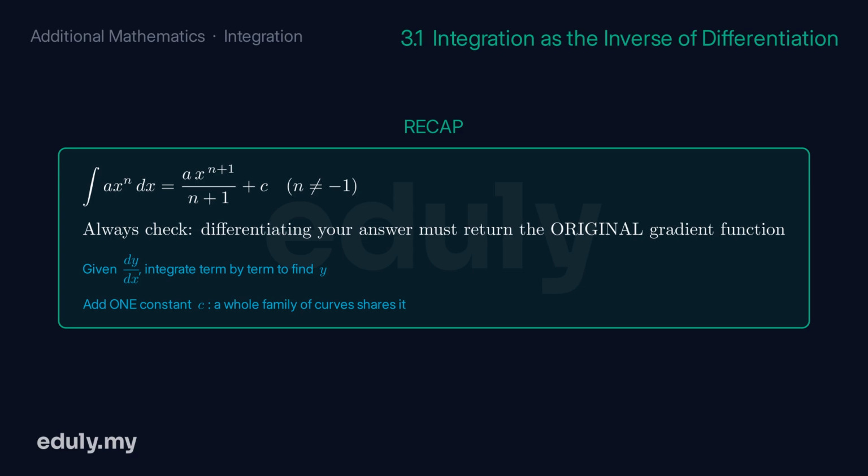Always check by differentiating your answer back. Any mismatch means an arithmetic slip. This same idea, applied to trickier expressions and pinned down with a given point, is what the rest of this chapter builds on.